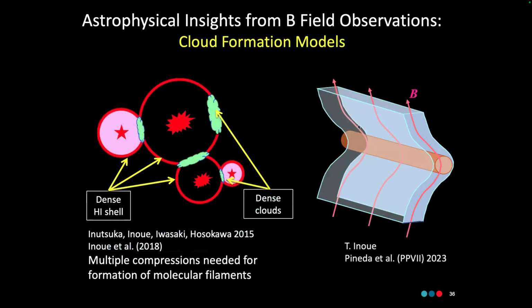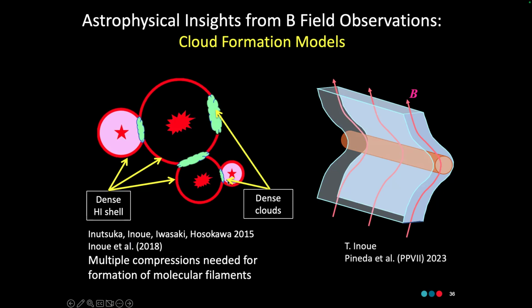And this arc-shaped magnetic field morphology actually has been predicted in some cloud formation models. For example, the cloud formation model of Inutsuka et al. 2015, where a multi-compression is needed to form dense filamentary molecular clouds. So this arc-shaped magnetic field morphology continues to the rest of the galaxy and just has a sharp arc shape behind this cloud, or behind the Perseus and Orion A clouds.